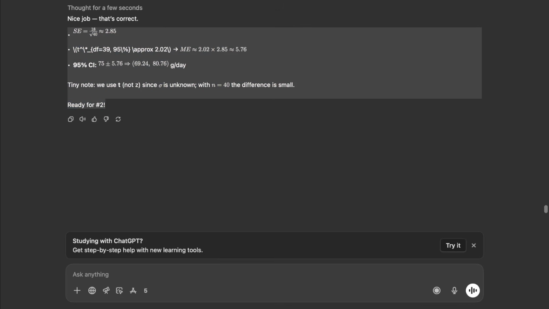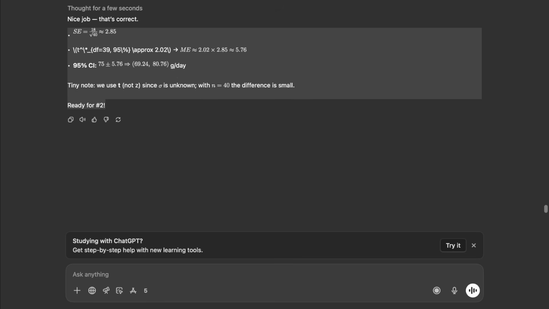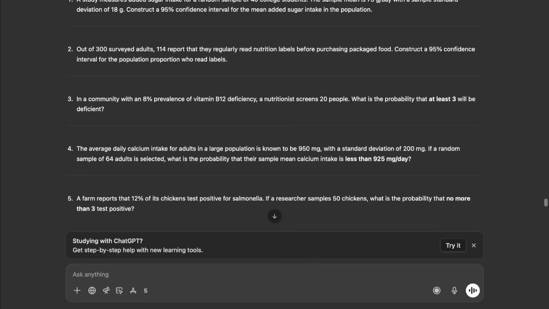Ready for number 2. So I'm actually going to leave it short here. These are very dense. I want to make it sort of like a mini series where I just go through these problems. For example, we can take a look at the next problem here. Out of 300 surveyed adults, 114 report that they regularly read nutrition labels before purchasing packaged food. Construct a 95% confidence interval for the population proportion who read the label.